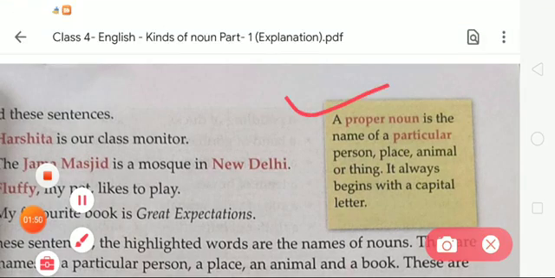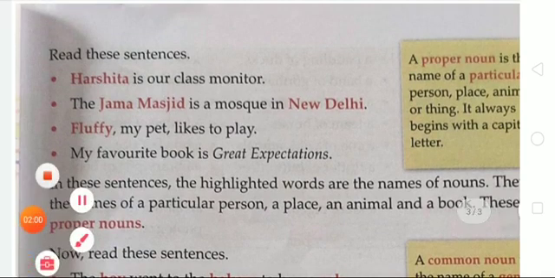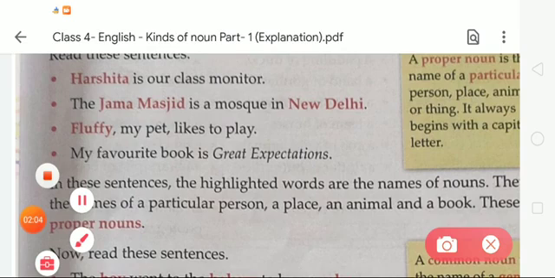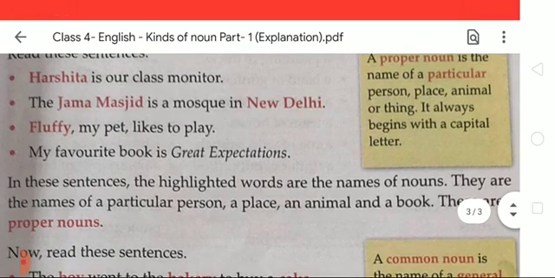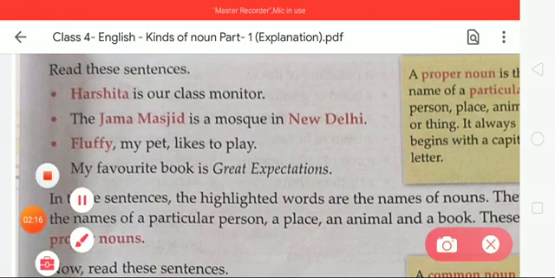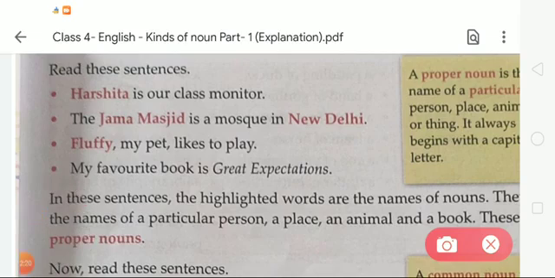What is a proper noun? A proper noun is the name of a particular person, place, animal or thing. It always begins with a capital letter. In these sentences, the highlighted words are nouns, and they are the names of a particular person, a place, an animal and a book. These are proper nouns. As you can see, all these words begin with a capital letter. It's a very important thing that a proper noun always begins with a capital letter.